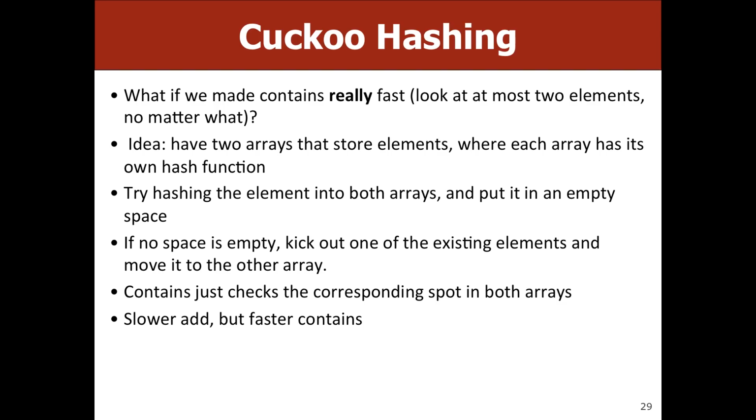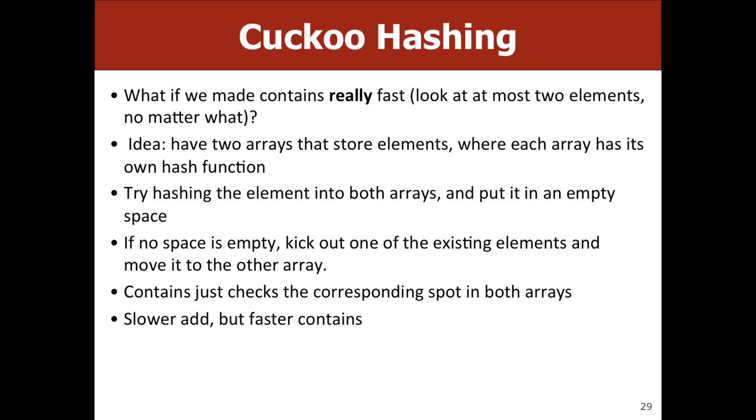The idea behind cuckoo hashing is, what if we made contains really, really fast? We guarantee that we only have to look in 2 places. There's no linked list or anything like that. We're only going to be looking at 2 values max. To do that, we can have 2 different arrays, like 2 different hash tables, and have each one of them have a different hash function. We can try putting the element into both of them, and then pick an empty spot. So when you're searching contains later on, you would only have to look at each of those 2 spots.